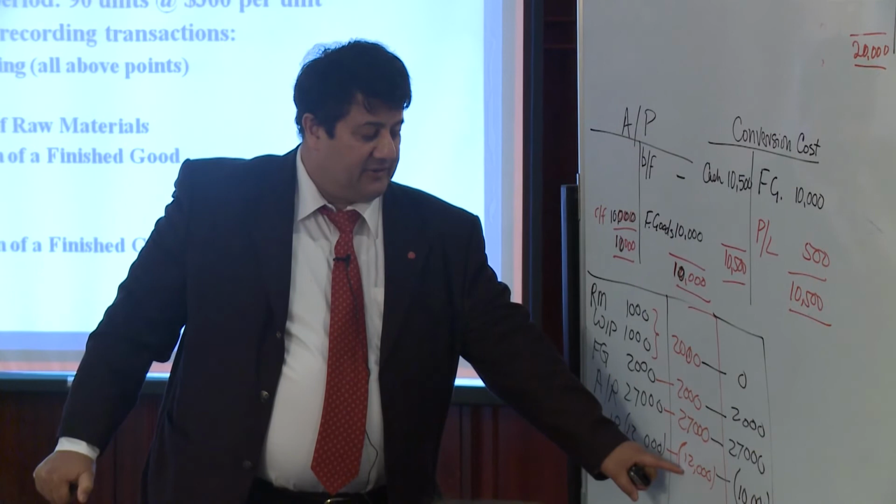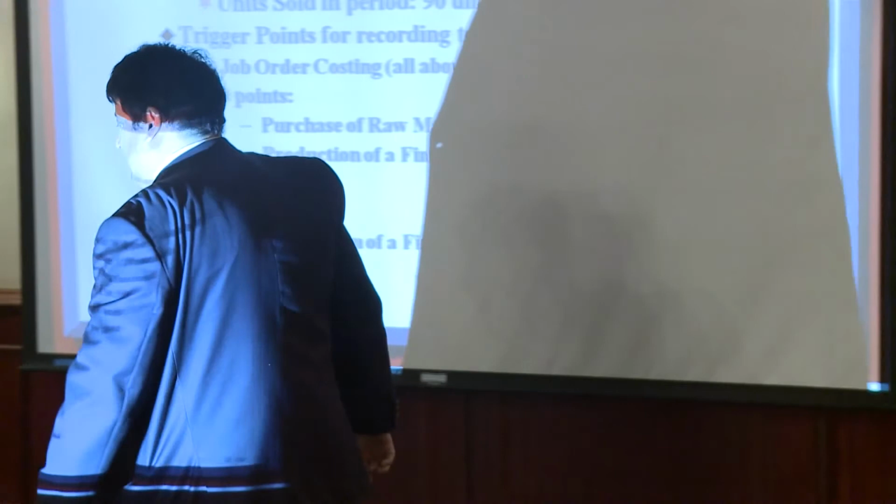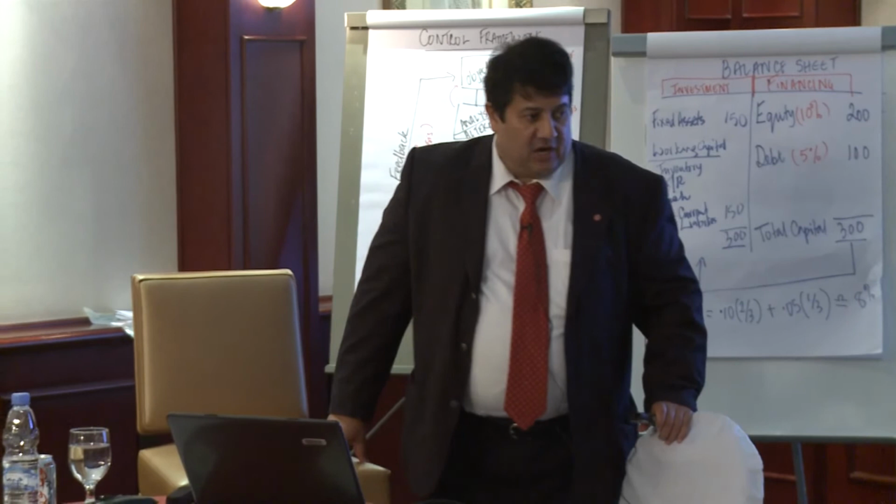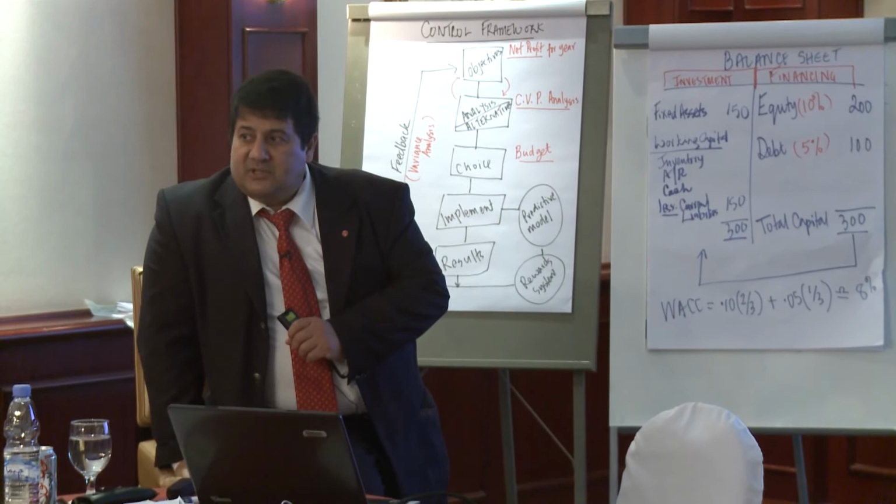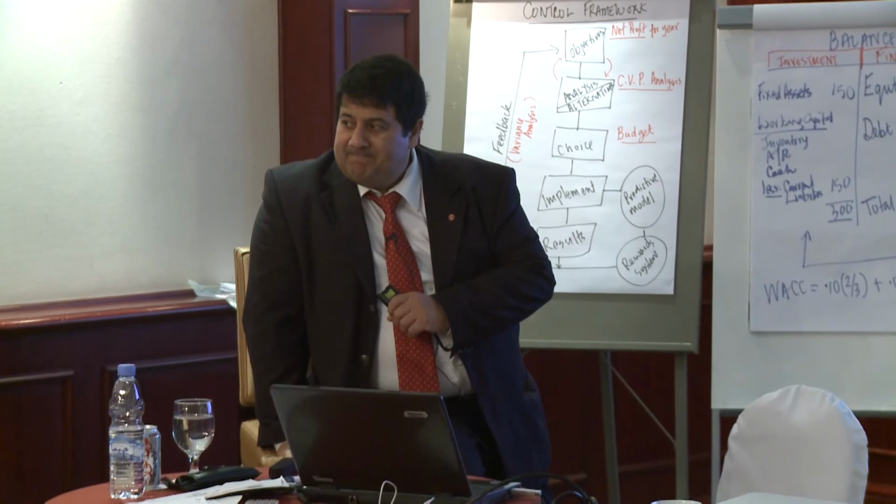So what does this mean? This means that we have purchased $2,000 worth of raw materials that is not in the books. And it will only come into the books when we finish. What do you think about that? As auditor, will you be happy? Not at all. Huh? Anyone will be happy? We are underrepresenting our accounts payable.